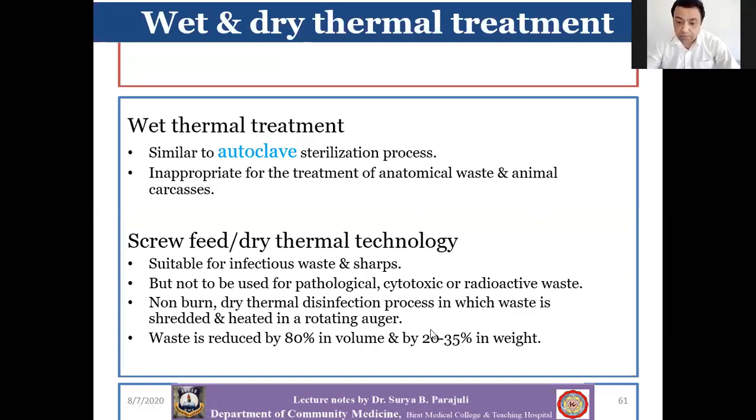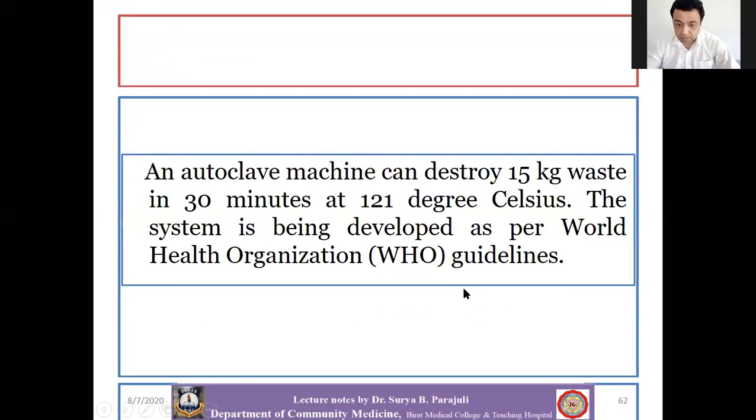So if you are planning any process of healthcare waste management, you need to be very careful regarding these two: cytotoxic and radioactive waste. So this is an important point. Okay, important statement.